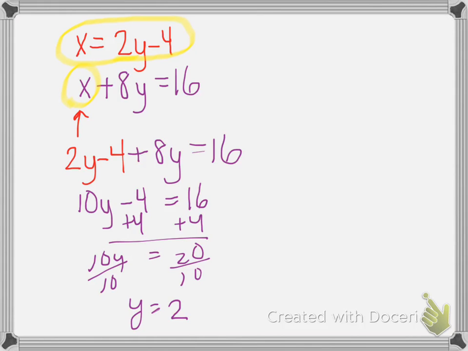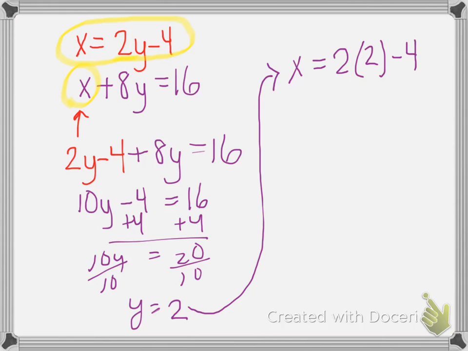And so now I'm going to substitute it back into one of the equations. It doesn't matter which one. I'm going to go ahead and do it in the top one, so that it's easier. So I get x equals 4 minus 4. And so I get x equals 0. So I think my ordered pair is 0, 2, because remember it goes x and then y.